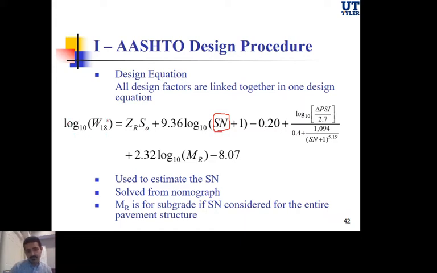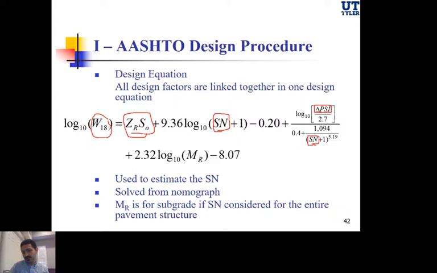The log of W18. W18, I hope you know it by now, is the equivalent single axle loads for the design of the pavement. ZR and S node are the reliability level calculations, plus 9.36 log of the structural number plus 1, minus 0.2, plus log of delta PSI over 2.7. What's delta PSI? This is P_i, the initial serviceability, minus PT, the terminal serviceability, over 0.4 plus 1,094 over SN plus 1 to the power 5.19.